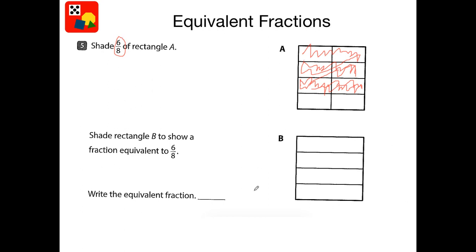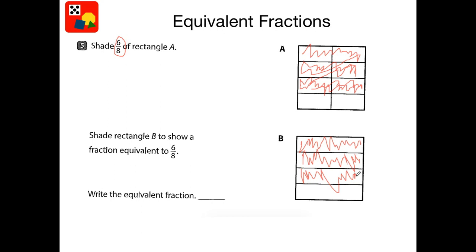How many equal parts does B have? 4. Okay. But we need to show an equivalent fraction to 6/8. So there are 4 equal parts. If you look at B and then go back and look at A, they are the same whole. Just remember, the only difference is the partition. So if you take that line out of model A, you have model B. And I'm going to shade the same amount as A because I need to find the equivalent fraction to 6/8.